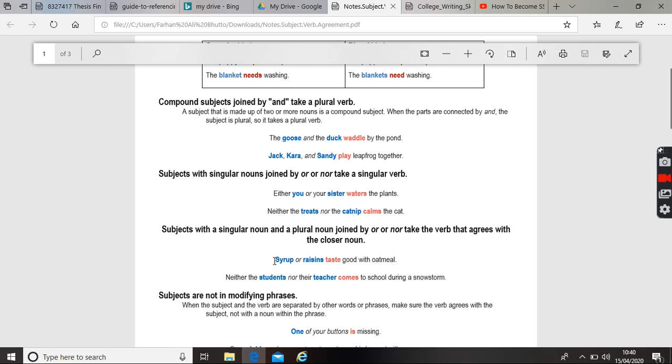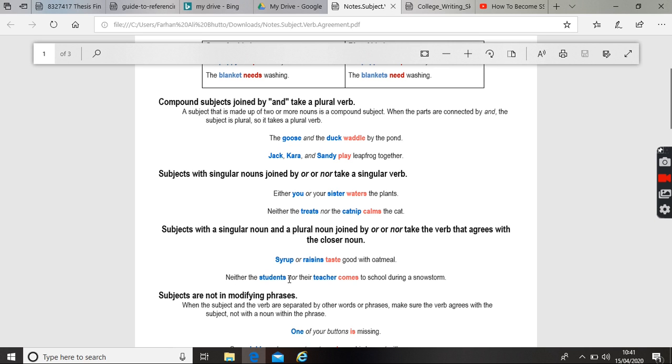If we reverse this sentence, it could be raisins or syrup. Now when you say raisins or syrup, syrup is closer to the verb. So the sentence would be raisins or syrup tastes good with oatmeal.